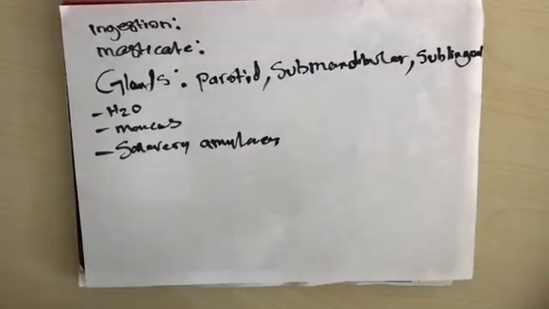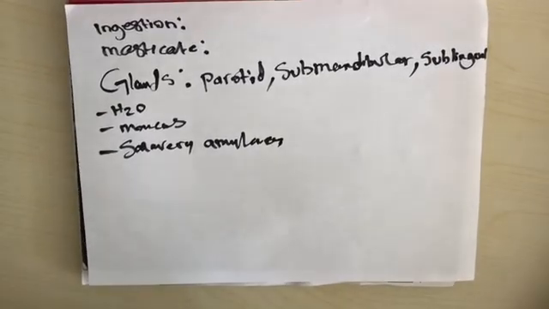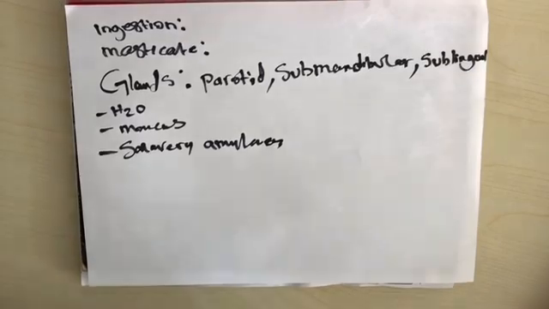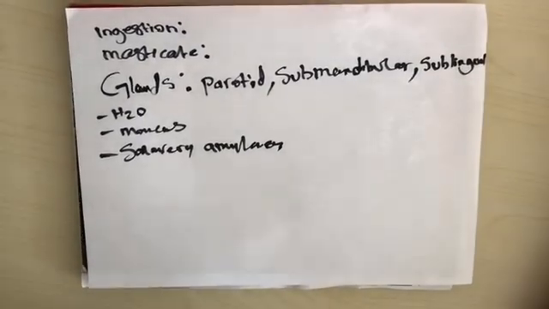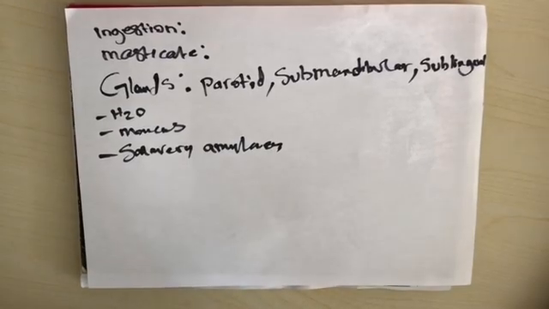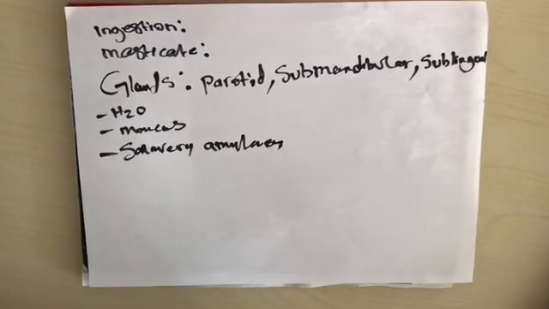The function of salivary amylase is to start the digestion of starch. The digestion of carbohydrate starts in the mouth. The function of mucus is to lubricate the esophagus for easy passage of food.